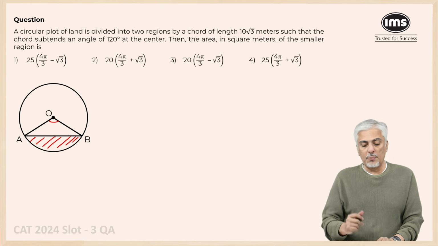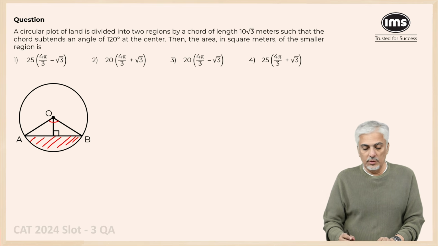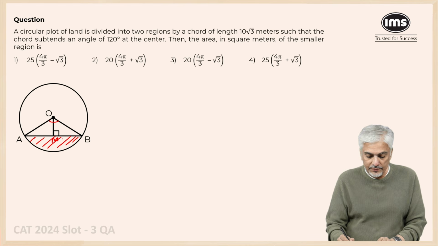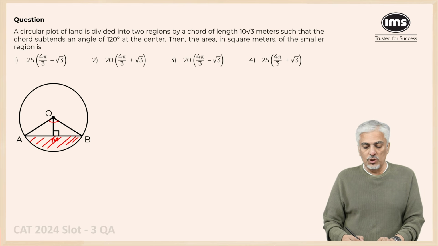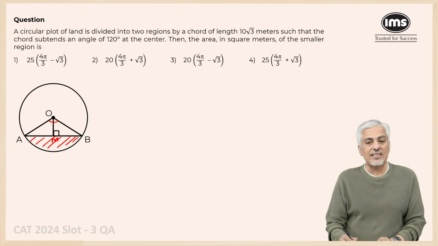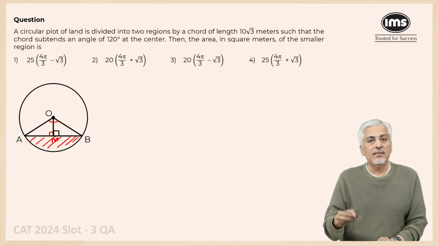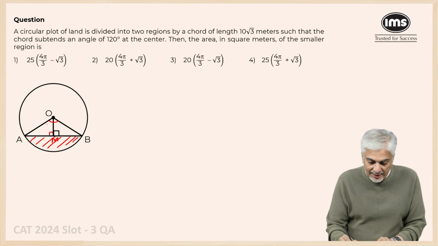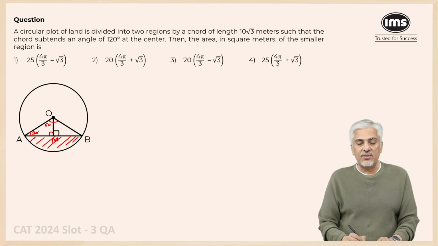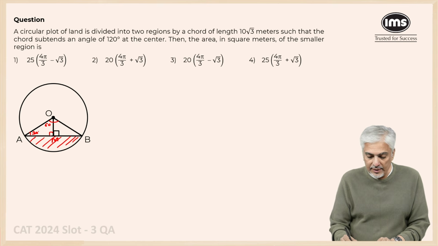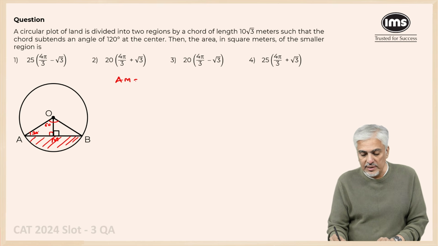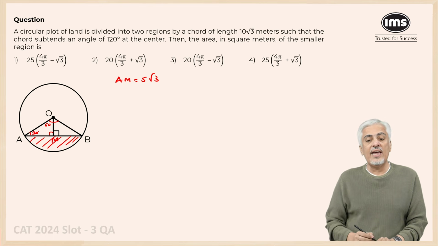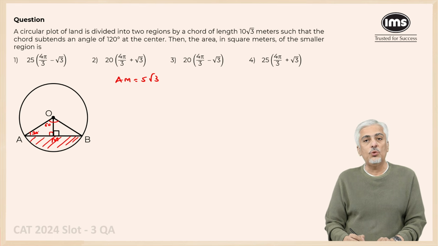Now I can drop a perpendicular from O. Let's call this OM. Okay, angle is 90 degrees. So this triangle will become a 30, 60, 90 triangle. This is 90. The perpendicular will also divide the angle into two equal parts, 60, and this will be 30. So we've got a 30, 60, 90 triangle where we know AM, which is the side opposite to 60 degrees, is 5 root 3.